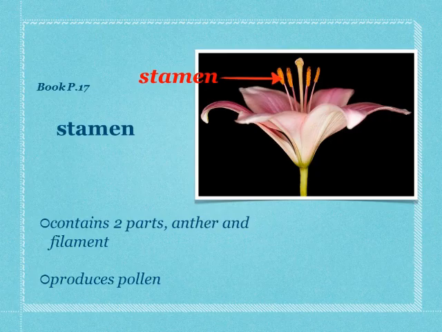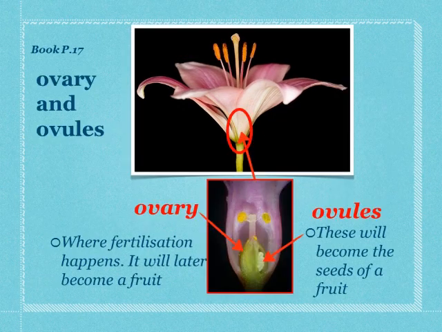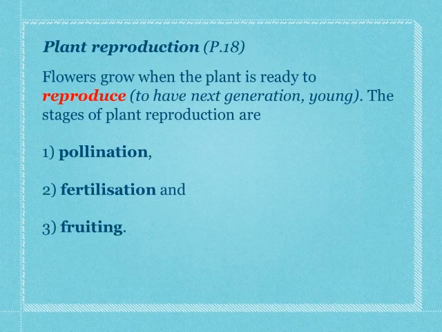Page 17. Stamen. Contains two parts, anther and filament. Produces pollen. Page 17. Ovary and ovules. Where fertilization happens, it will later become a fruit. These will become the seeds of a fruit.